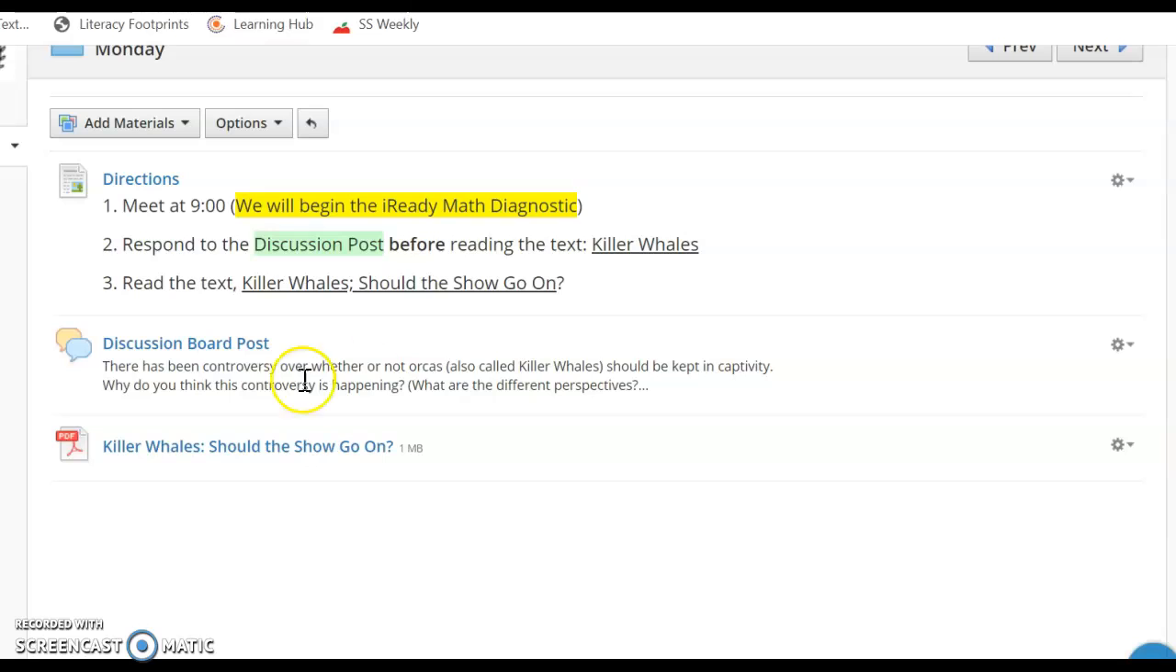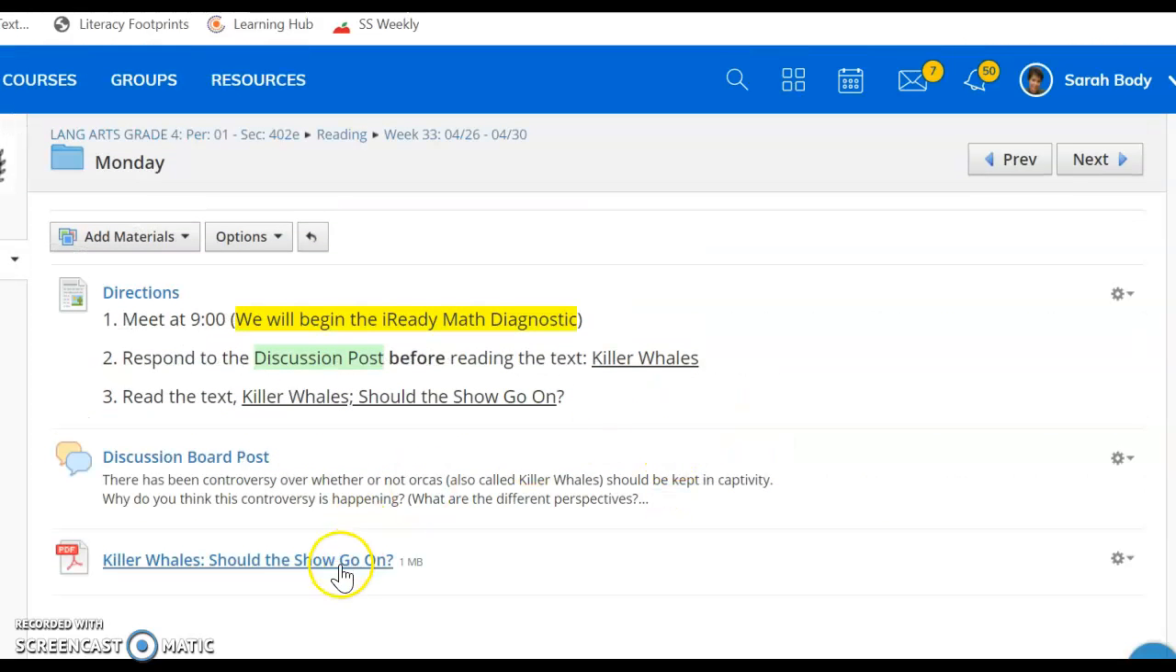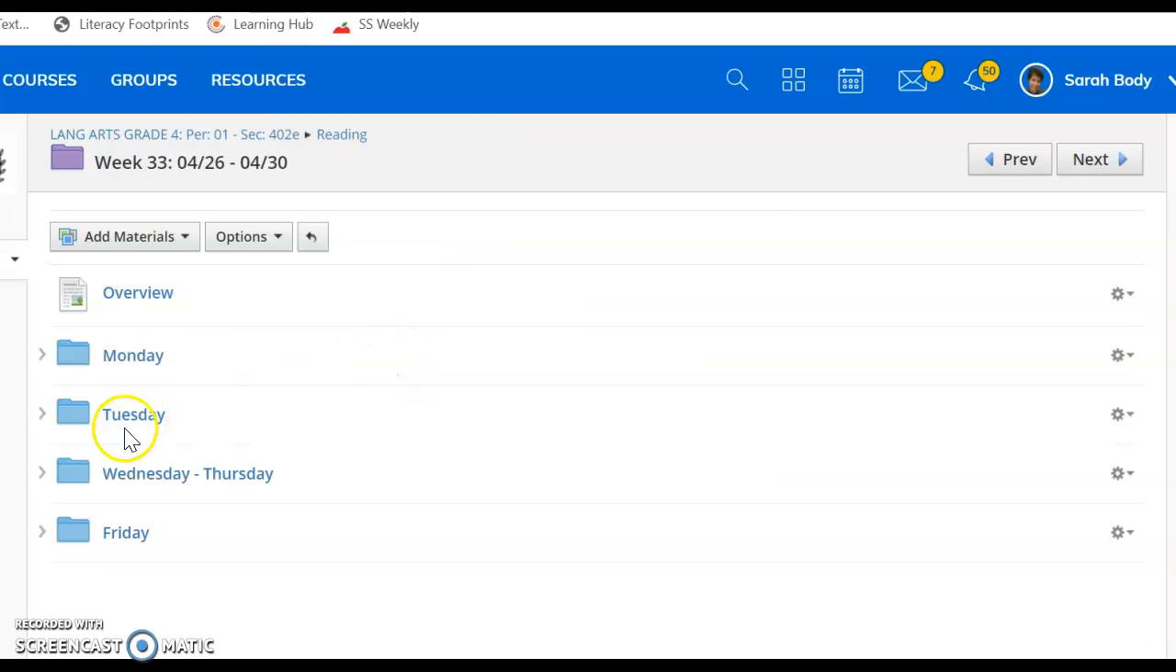because I just really want to hear your own opinion. We're going to be reading a text today and tomorrow called Killer Whales, Should the Show Go On? So this text is about orcas that are being held in captivity, and it includes different perspectives or how people feel about this topic. So do the discussion board first and then just go on and read the text. It's one page. If you're able to print, if not, you can read it on screen.